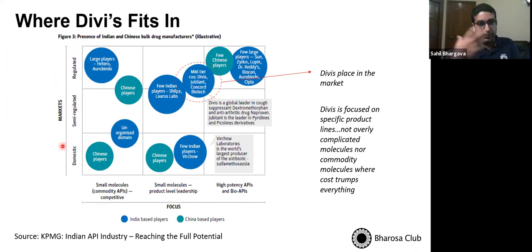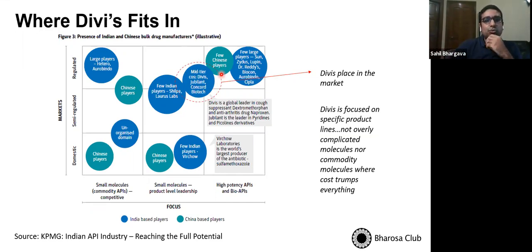So basically, how essentially formalized the company is. And on the x-axis, we have the focus. Going from commodity, so commodity meaning very simple APIs to manufacture, to very complicated APIs to manufacture. So things that require a lot of R&D and a lot of know-how, and they're very complicated molecules that are being made. So if you look at Divis, it operates in the formal regulated sector, right? But it's making essentially mid-range products. They're not making commodity products that are very, very simple to make, and they're not making very, very complicated, sophisticated products.